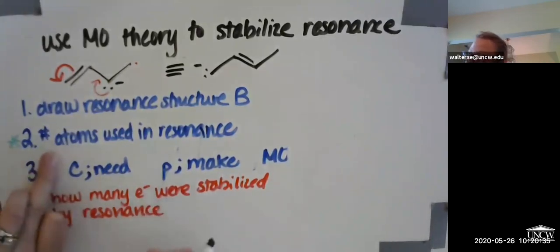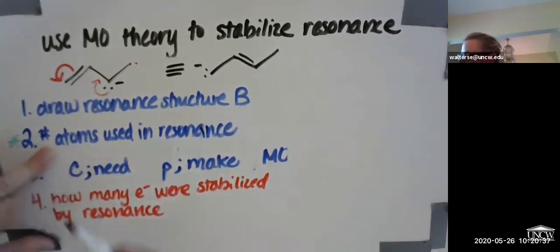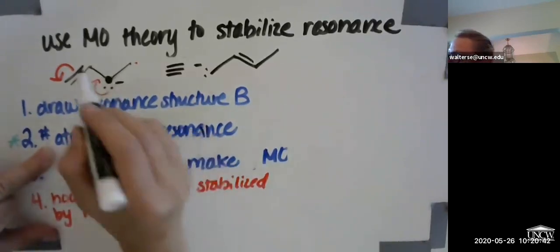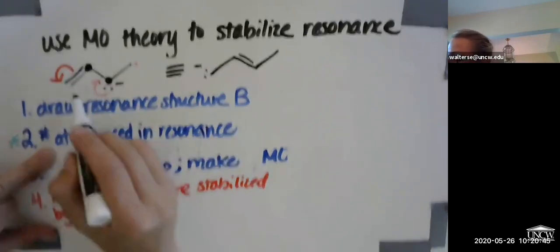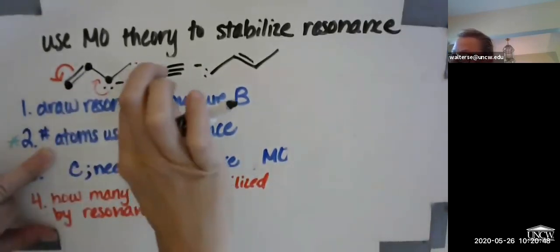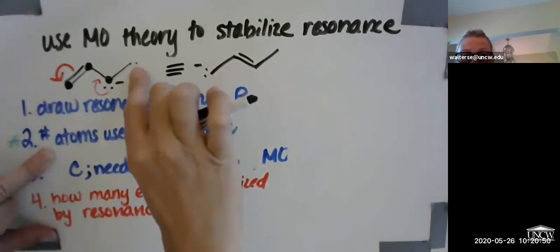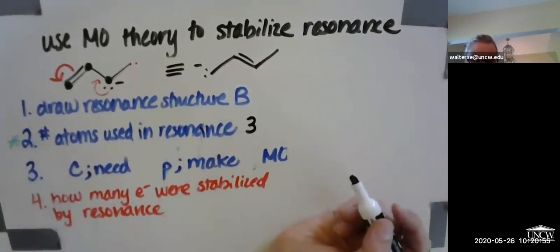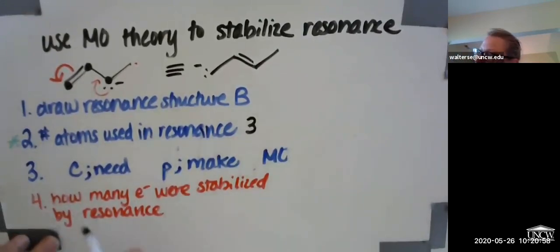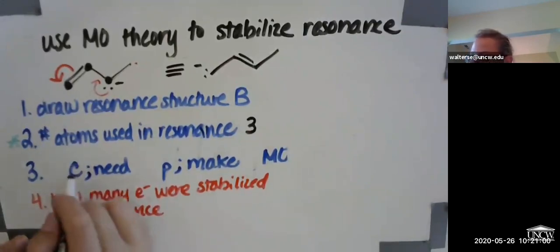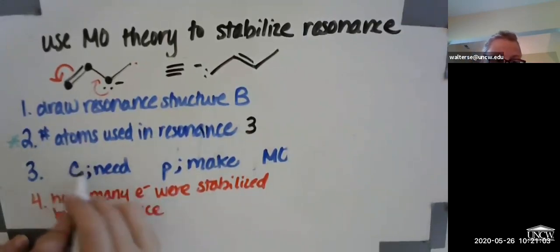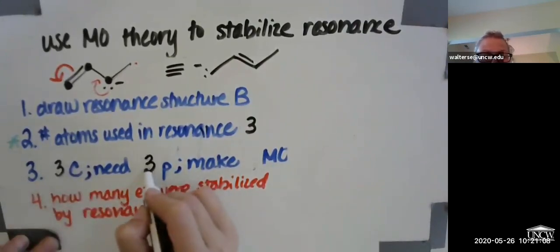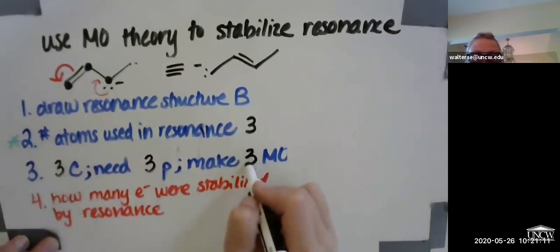So you go to rule 2, the number of atoms used in resonance. This carbon participated, this carbon participated, and this carbon participated. This one out here did not. Okay. So 3 atoms were used in resonance. You don't really need this. It could be carbon or it could have been an oxygen. It doesn't matter, but the number of atoms, 3 atoms, you use 3 p orbitals, you make 3 molecular orbitals.